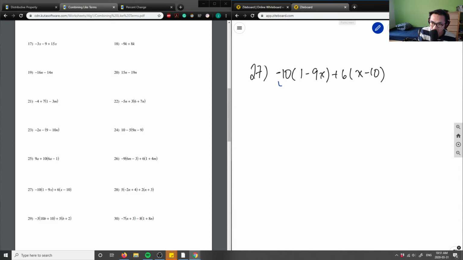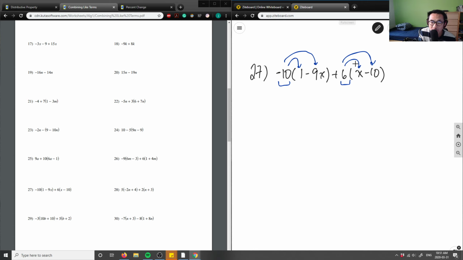So we have negative 10 here. It's going to distribute to the 1 and distribute to the negative 9 here. This 6 is the outside bracket for these two, right? So this 6 will distribute to the x, and this 6 will distribute to the negative 10 here, right? So we have 2 distributive properties going on. It's a lot of work, but it's good work, right? So we're working from left to right like always.